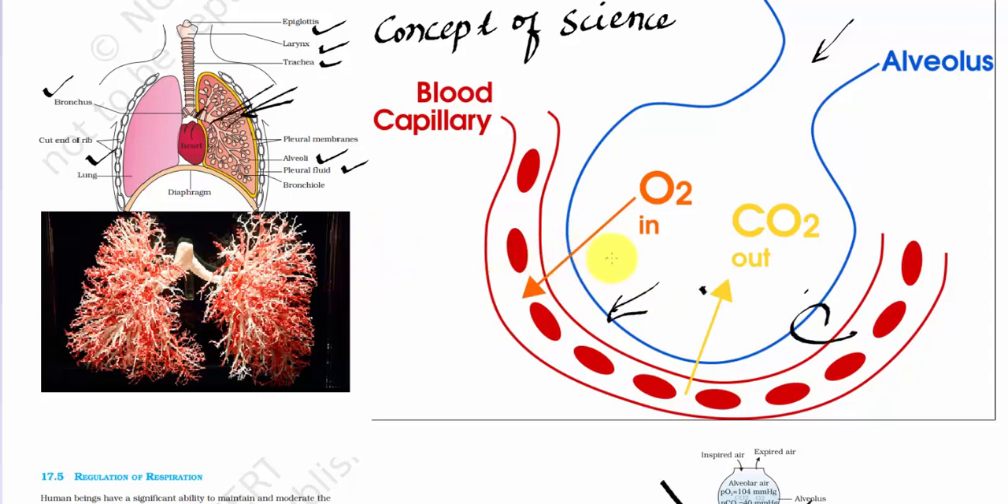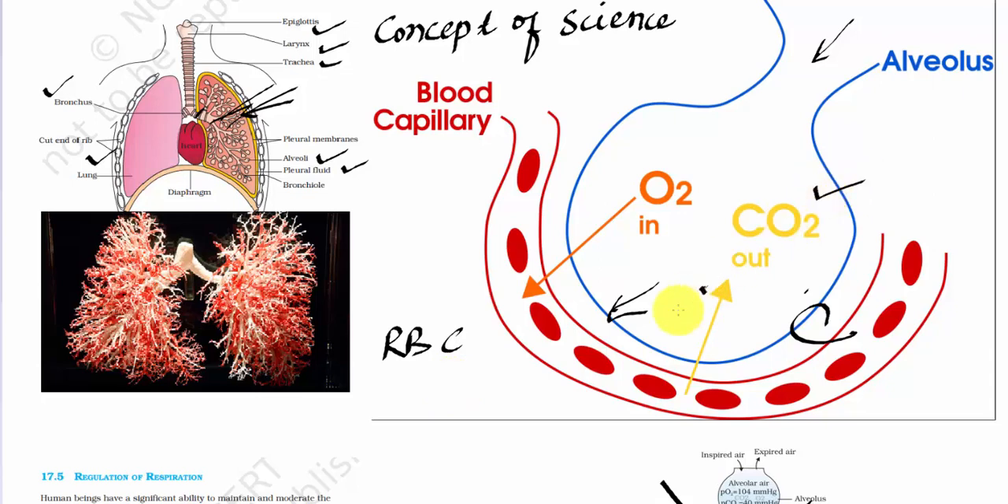Now as we can see that once the blood is purified or exchange of gases occurred due to diffusion, how will this oxygen be transported to the cells? We have red blood cells. These have hemoglobin. This hemoglobin molecule combines with the oxygen and forms oxyhemoglobin. 97% of the oxygen is transported from the blood capillaries to the cells through this oxyhemoglobin combination, and the rest 3% of the oxygen moves through the dissolved state in plasma.